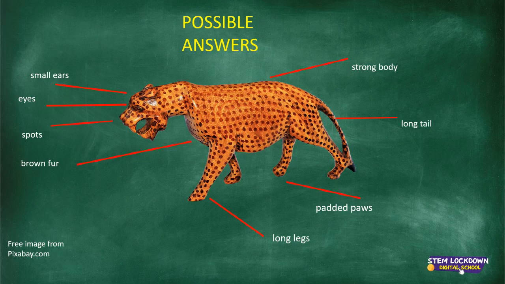I've got small ears. I've just added an adjective to some of them. Eyes, spots, brown fur, long legs, padded paws, because it belongs to the cat family, a long tail, and strong body. But you could just have fur, spots, eyes, ears, body, tail, paws, legs. Right, you got that marked? So give yourself 5 marks for that.